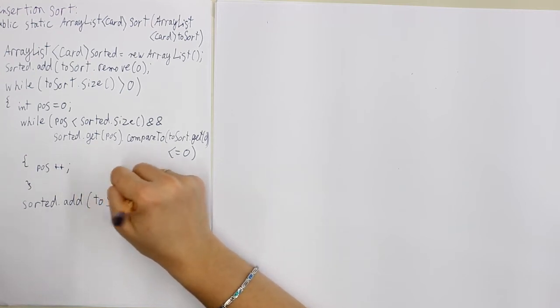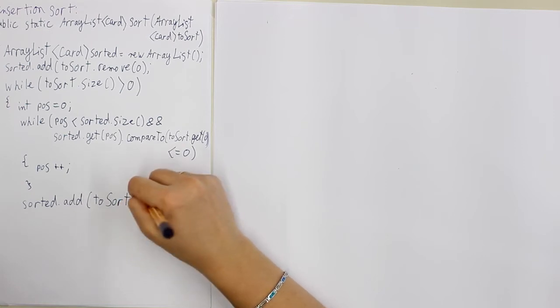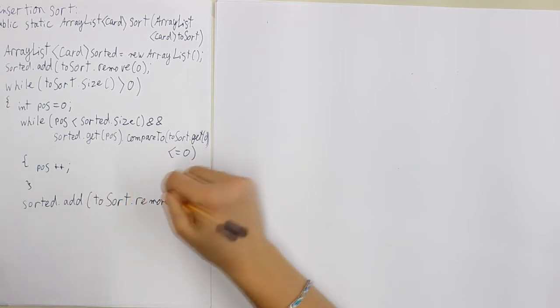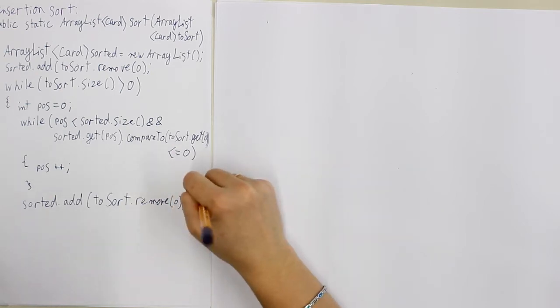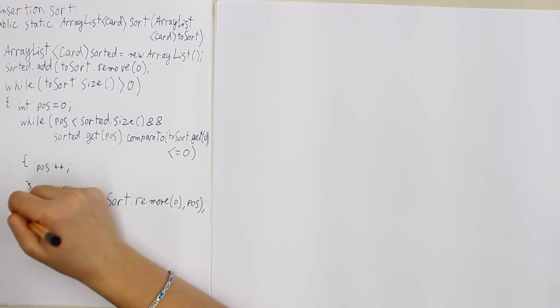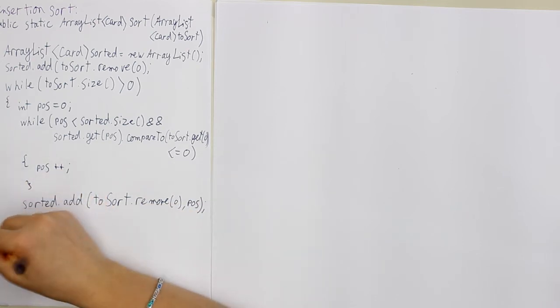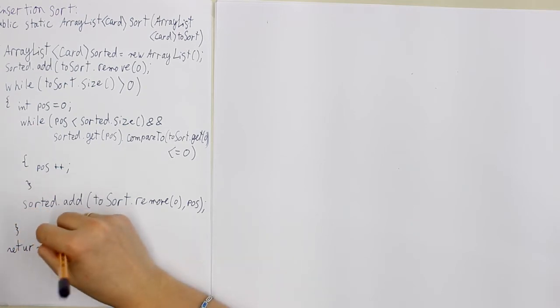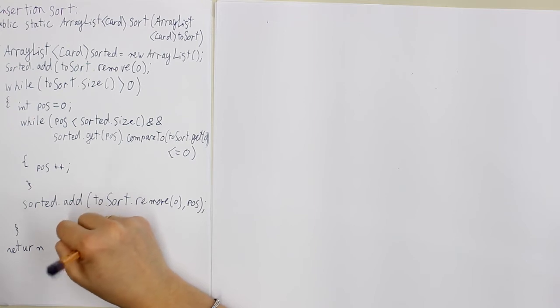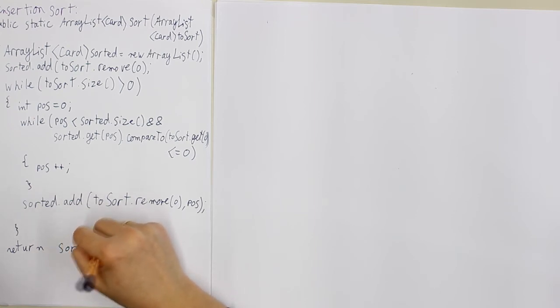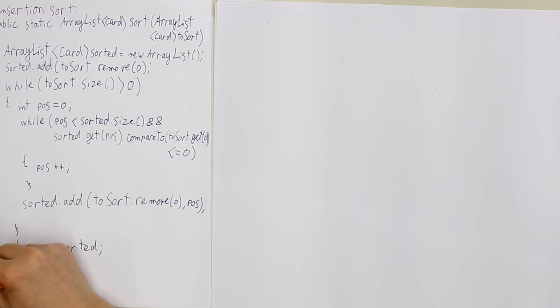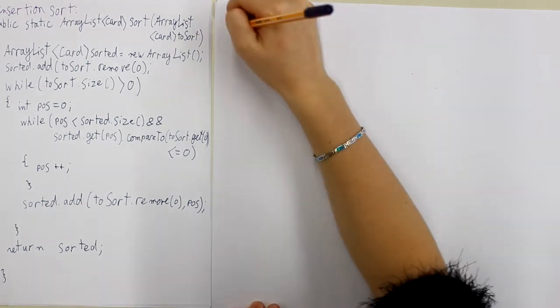Then once you're done with that loop, it will mean that the position pointer will point at the first position which holds an item in sorted that is greater than the next item in toSort. And so at that position, you want to add the first item of toSort and remove it from toSort so you don't place it twice. So you'll do sorted.add(pos, toSort.remove(0)). And then when the external while loop will finish, that means that all the items in toSort have been moved to sorted, and you can return the ArrayList sorted.